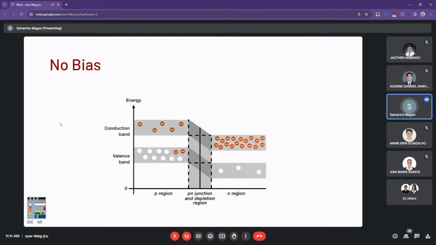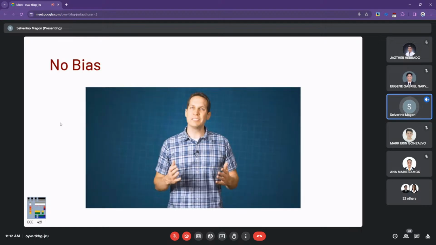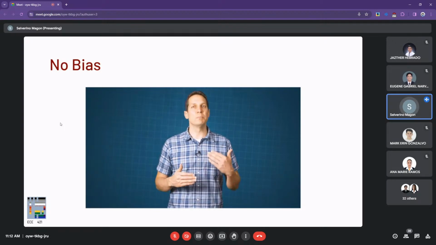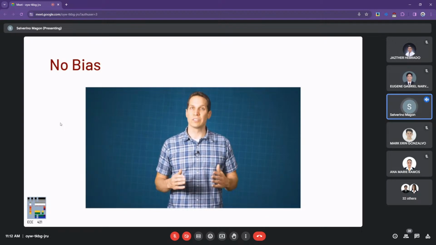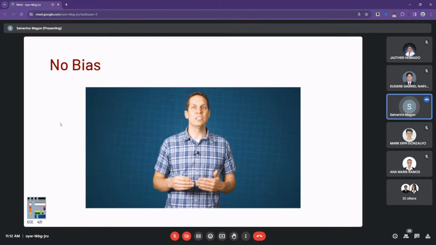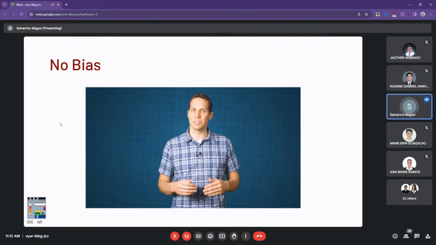Another thing to observe here is that the energy level of the valence band in the N region also decreased. So the energy gap between the valence band and the conduction band in the N region remains the same. In this video, we discussed the PN junction, its formation, and the formation of the depletion region. We also discussed the barrier potential and the energy diagrams of the PN junction and the depletion region.